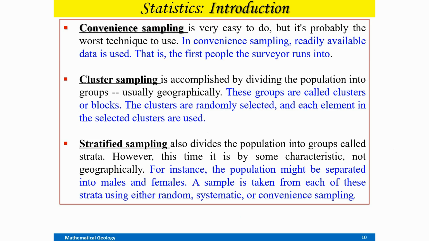Other ones are very simple. That's the convenience sampling. Convenience sampling means it's very easy to do, but it's probably the worst technique to use. Convenience sampling means the data that you like. I'm explaining it in a simple way.